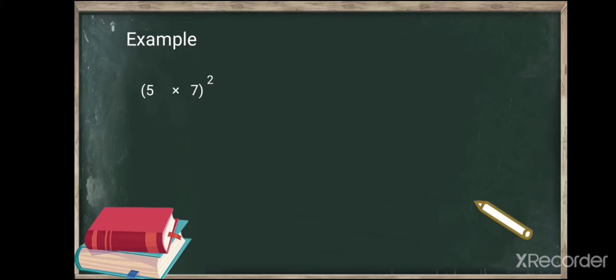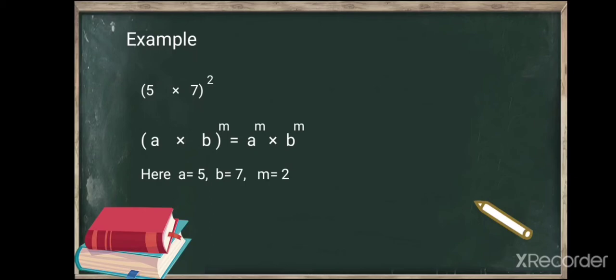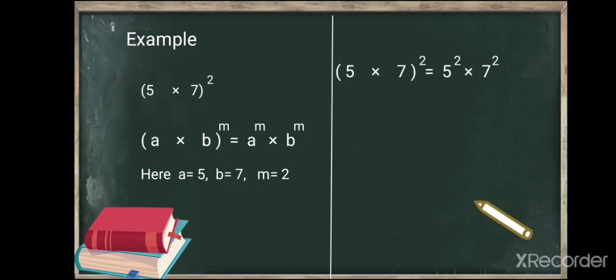5 into 7 raised to 2. Here you can see bases are different. So you can use this formula here. On comparing, we will get the values of a, b and m as these. So let us substitute our given question in this index law. So we will get this answer. Similarly, we can apply it for the division symbol also.